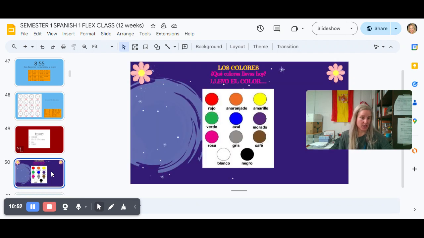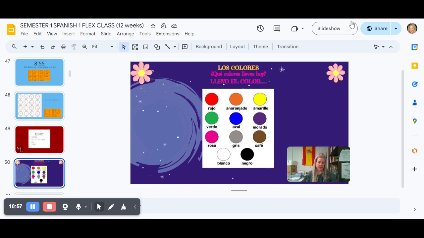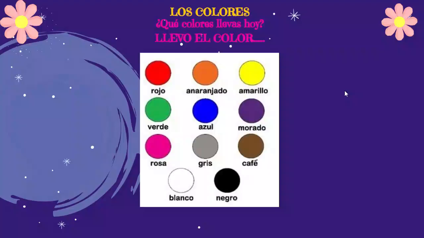So let's practice our colors. The question for today is, ¿qué colores llevas hoy? What colors are you wearing today? So if you want to take a moment and see what you're wearing, then how you would reply would be, you would say, llevo el color, followed by the color. So like for me, yo llevo el color gris y llevo el color negro. What about you? ¿Qué colores llevas hoy?